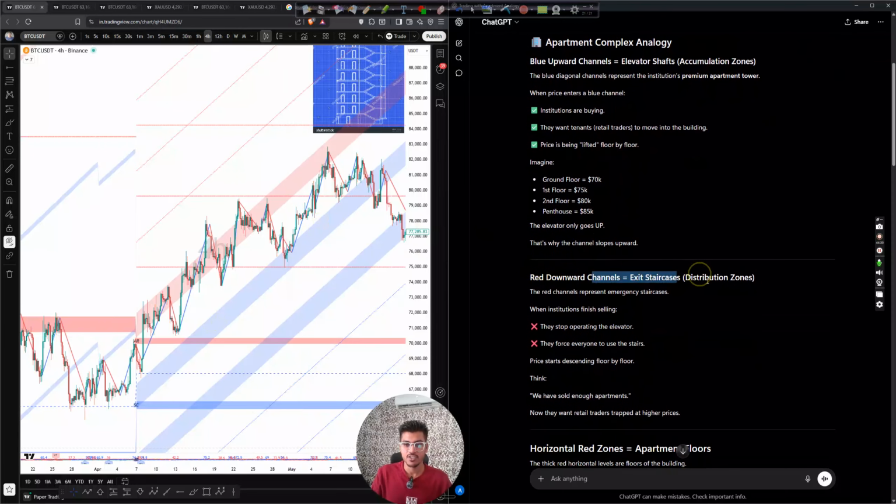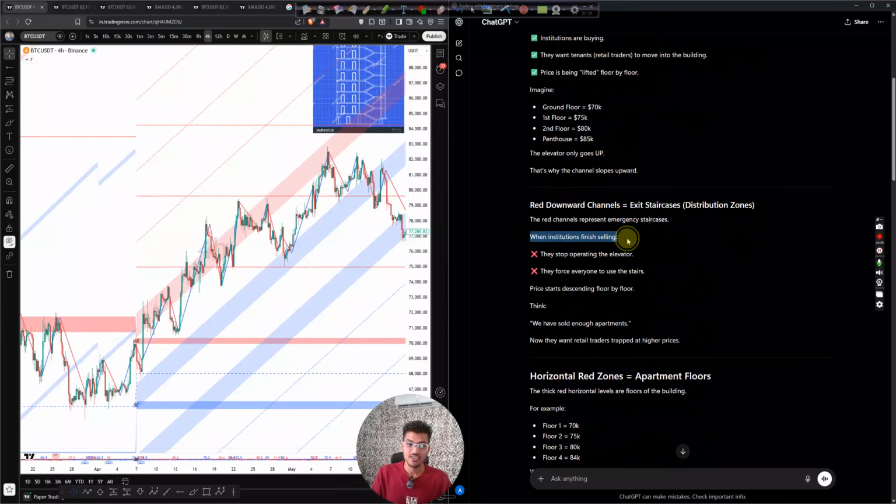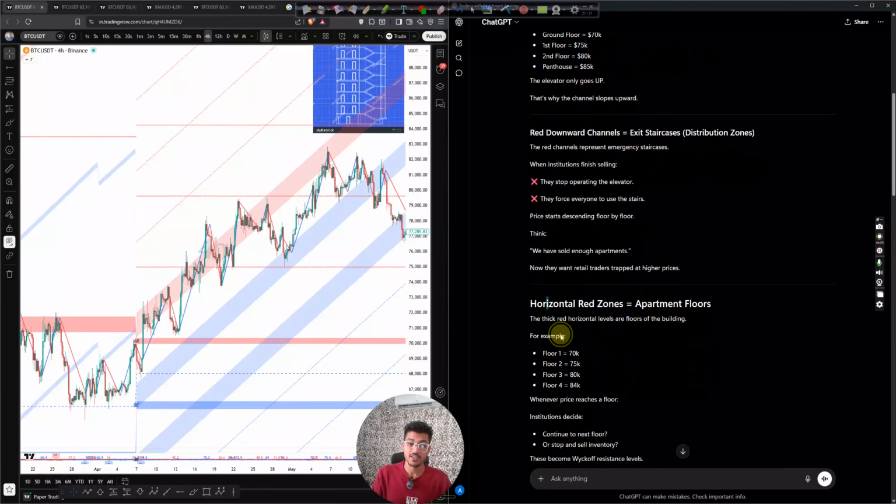Red downward channels, exit staircase, distribution zones. The red channels represent the emergency staircase. When institutions finish selling, they stop operating the elevator. They force everyone to use the stairs. Price starts descending floor by floor. Think, we have sold enough apartments. Now they want retail traders trapped at higher prices.